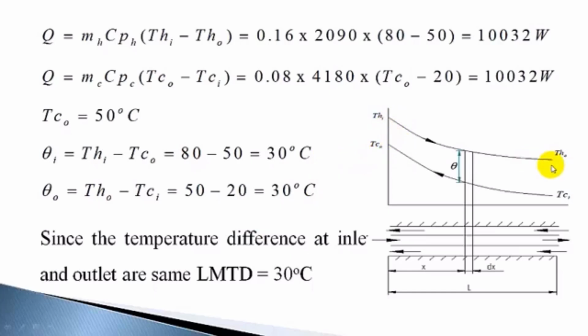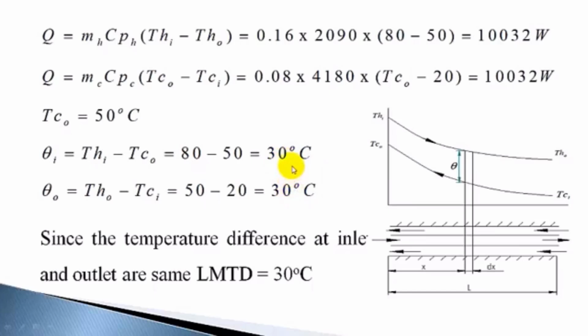Always we will not get the same temperature difference at the inlet and outlet. This is a very rare case where you get both differences the same. Since the temperature difference at the inlet and outlet are the same, LMTD can be taken as 30 degrees centigrade. So in such situations, instead of going for LMTD, when theta I and theta naught are the same or very close, you can go for AMTD, which is known as arithmetic mean temperature difference. Instead of a log mean temperature difference, you can just go for a mere average. Add both, divide by 2. 30 plus 30 by 2, you get 30.